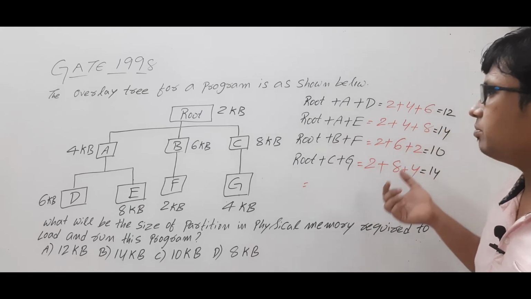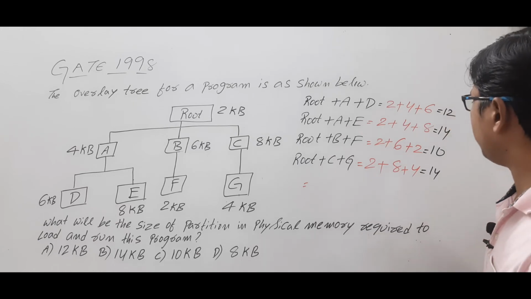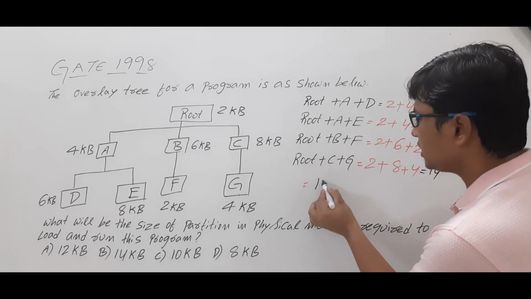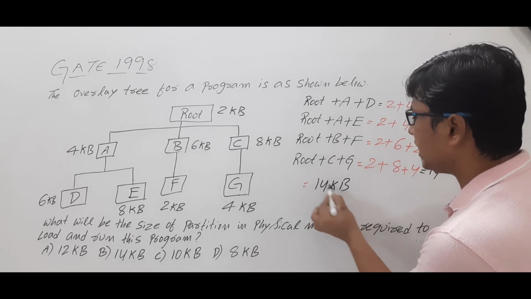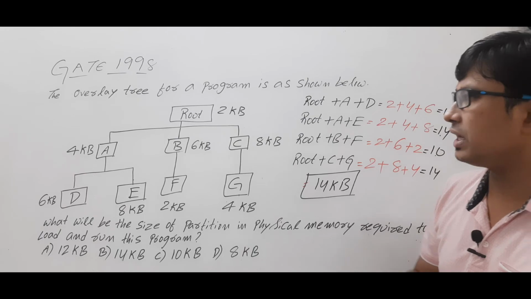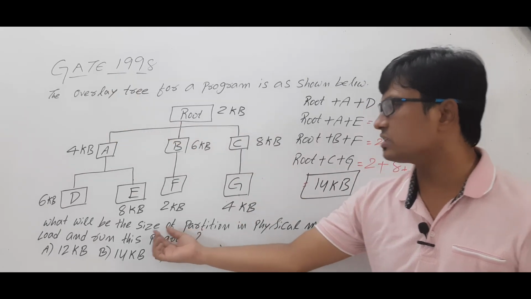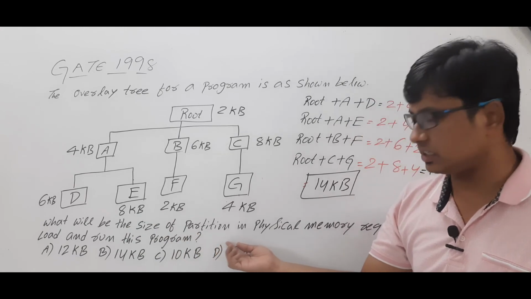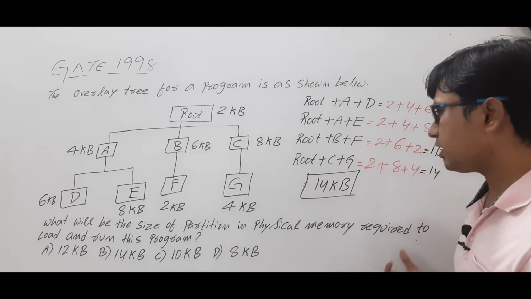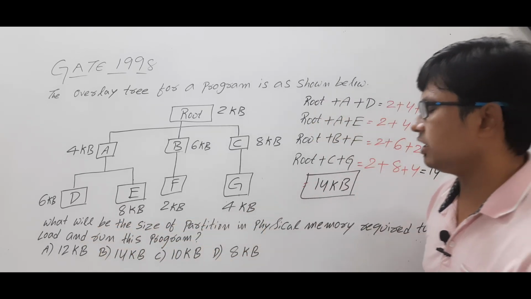Now, among them, which one will you take? You have to take the maximum. So the max of 12, 14, 10, 14 is 14 KB. So your partition size should be at least 14 KB to run this program using the overlay concept. That is what they are asking: what will be the size of the partition in physical memory? Physical memory is nothing but your main memory required to load and run this program, which is 14 KB.